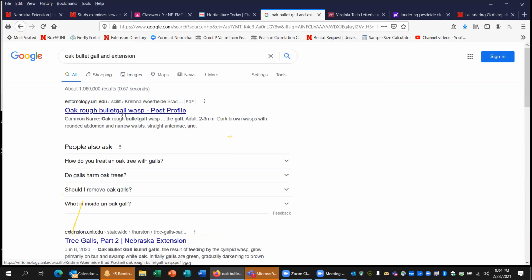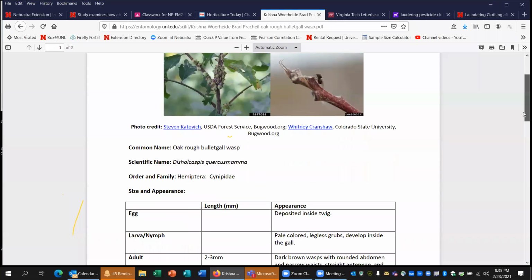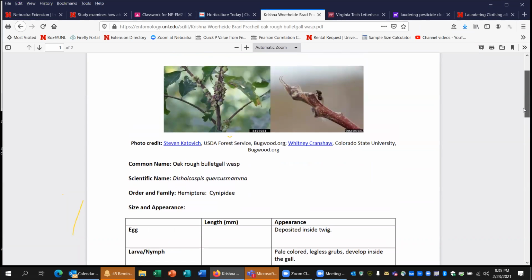So here is the oak bullet gall. This is from entomology at UNL. Look, they form these little bullets here. A lot of times this one will show up on the stems, on the twigs, and it definitely gets people's attention really quick. It has some really good information on here. So the egg is inside the twig and inside that gall structure.